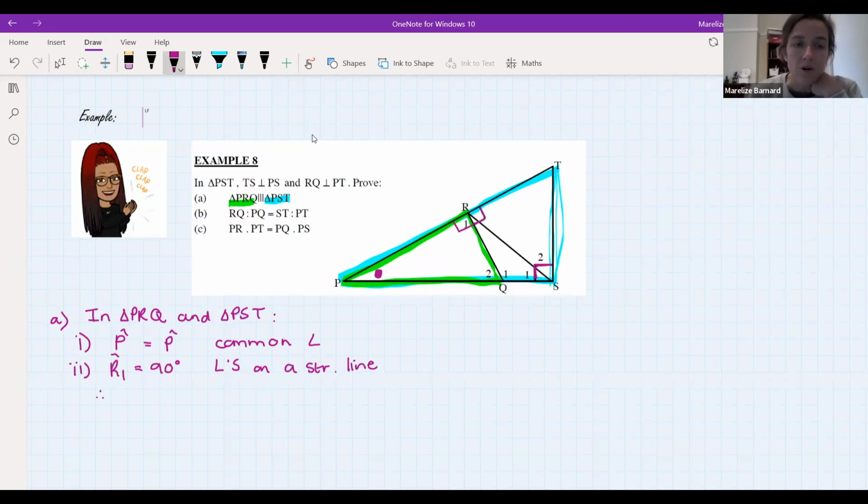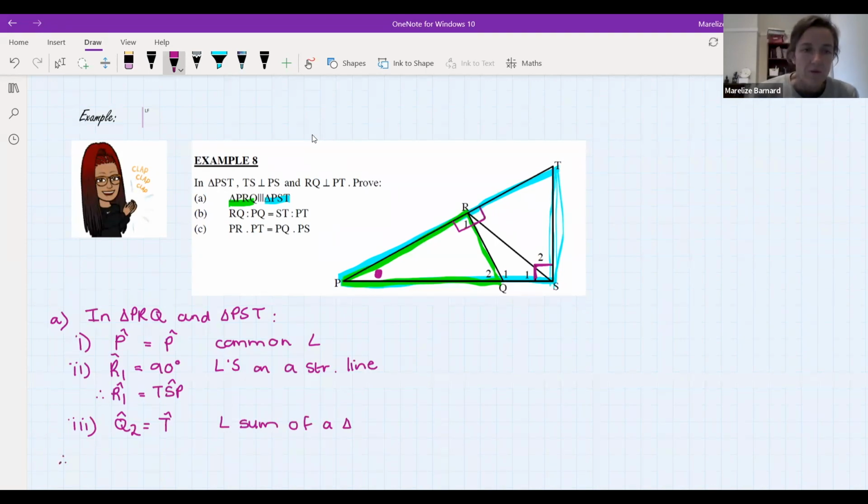And therefore, R1, not P1, but R1 is equal to angle TSP. And that doesn't require a reason because they're both equal to 90. So it's kind of obvious. And then the last one is just going to follow from the fact that the previous two we've figured out already. So Q2 is equal to angle T, and that is angle sum of a triangle.